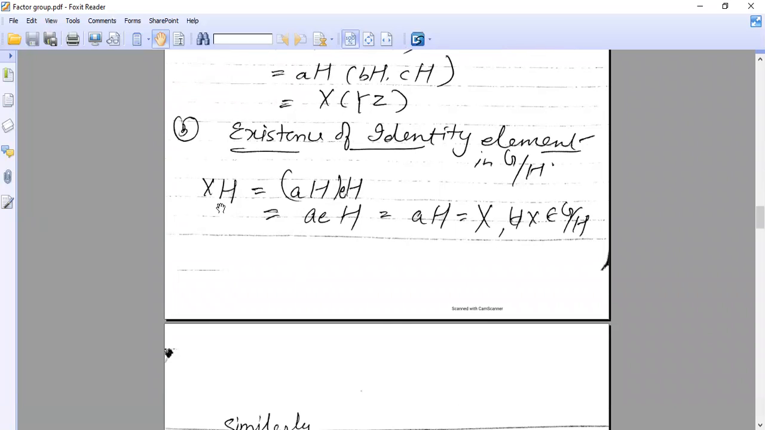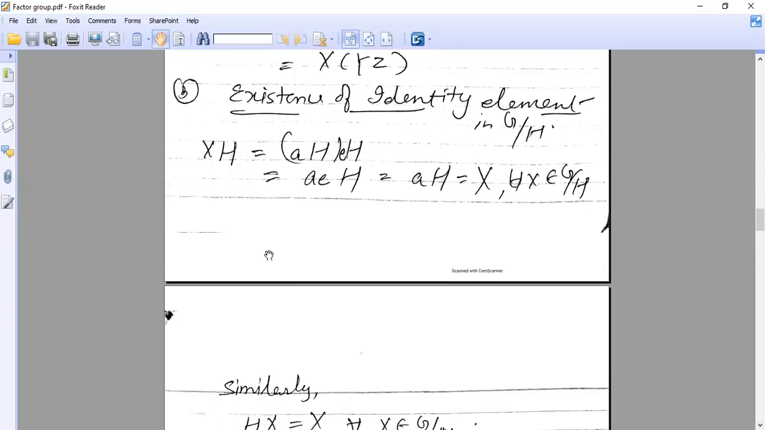You just multiply h with any other element. So x is an element of G upon H. I'm going to multiply x by h. So what is your xh? This x is equal to ah, and h can be written as eh. So this is equal to aeh, and your ae will be equal to a. So this is your ah, and ah is your x. So xh is equal to x. Similarly, you can show that hx is also equal to x for every x in G upon H. So H is the identity element basically.